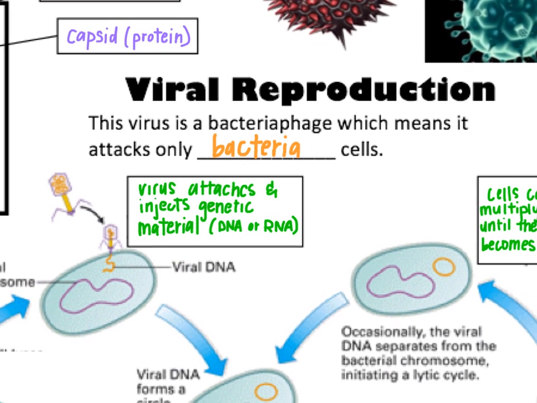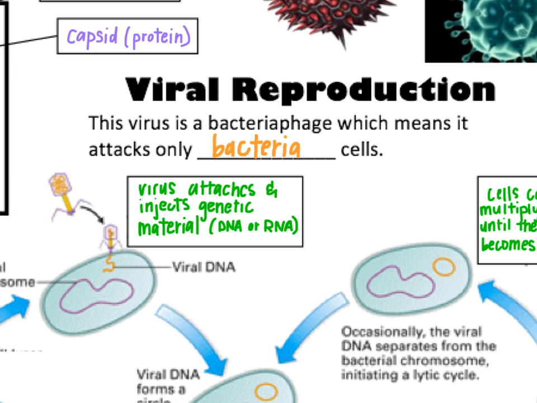Now we're going to look at viral reproduction, which is a pretty interesting process. We're going to look at viral reproduction by using an example of a bacteriophage. Since this virus is a bacteriophage, it means it attacks only bacteria cells. It won't attack a regular cell, just a bacteria cell.